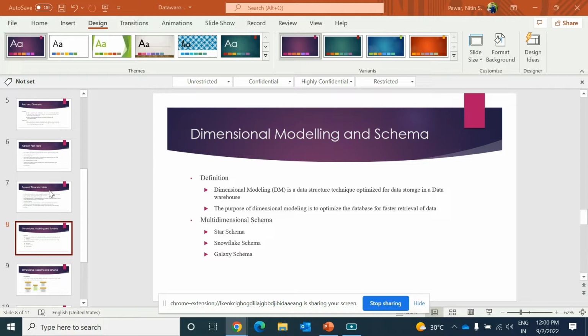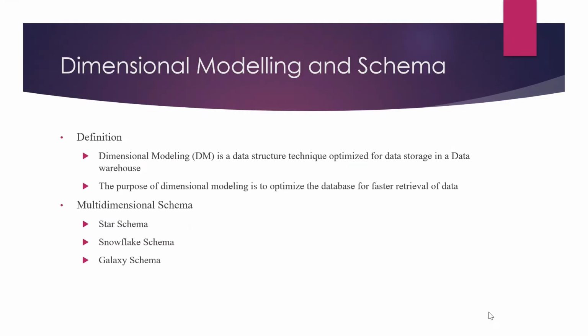In my last video for ETL testing, I covered the different types of fact and different types of dimensions, and in this video, I'll be covering dimensional modeling. What is dimensional modeling and what are its different types? First of all, what exactly is dimensional modeling?